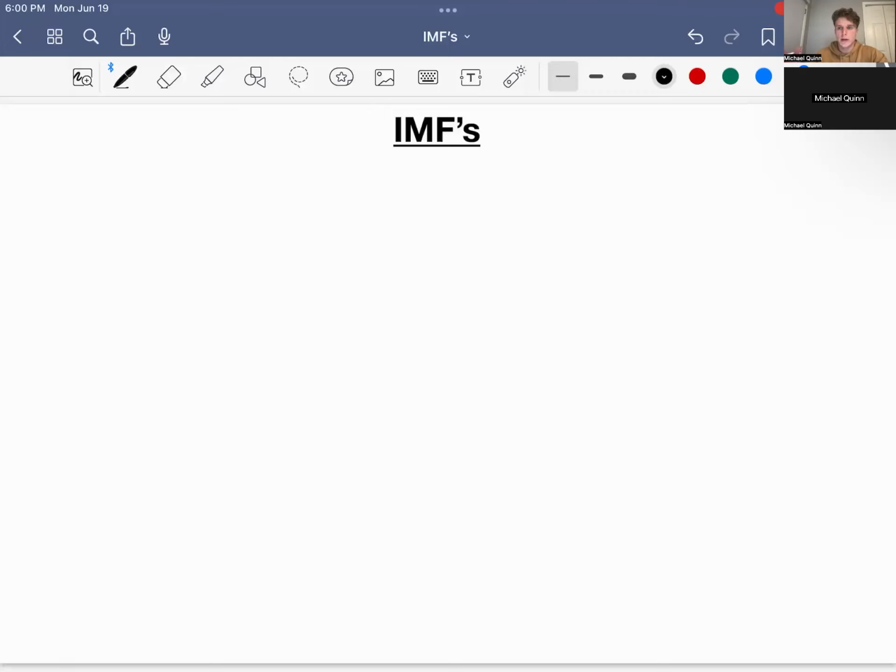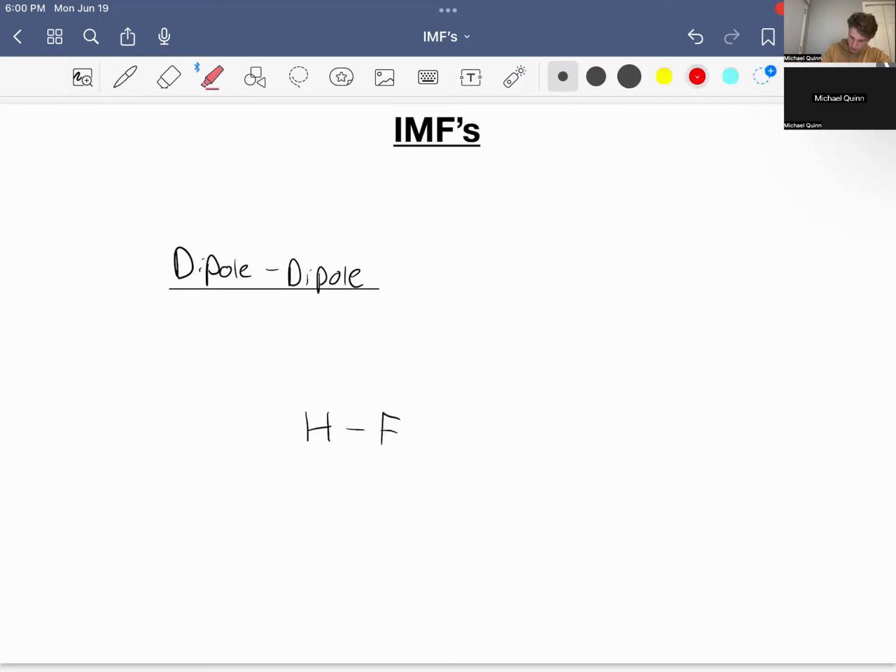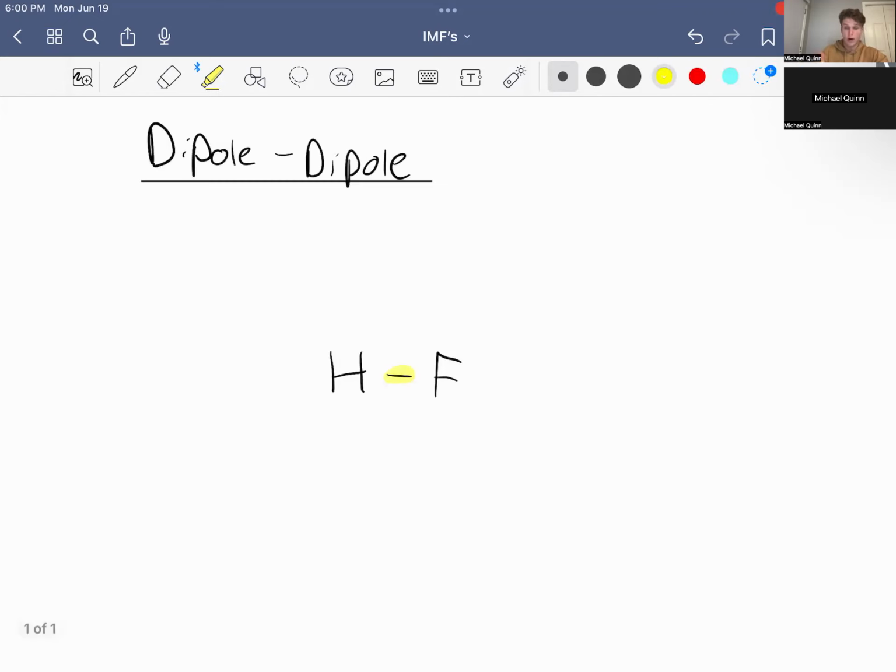Continuing on with our discussion of intermolecular forces, the next one we're going to look at is called dipole-dipole attraction. So before we can talk about this intermolecular force, we need to know what a dipole is. If I have the molecule HF, remember that this denotes a covalent bond, which is the sharing of electrons. Now, around this molecule is something called the electron cloud.